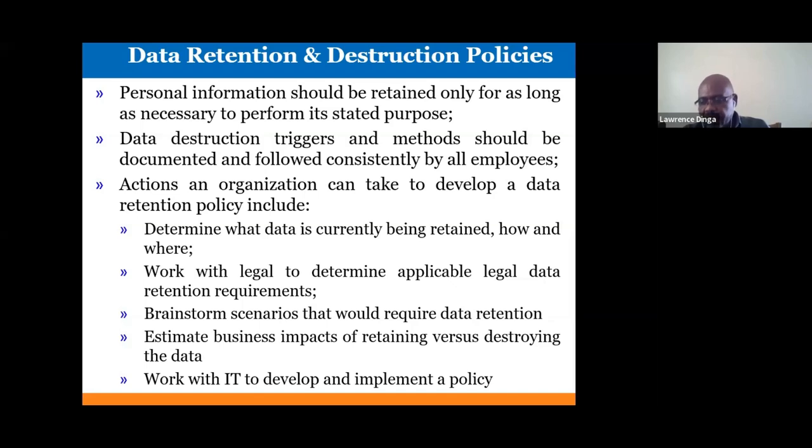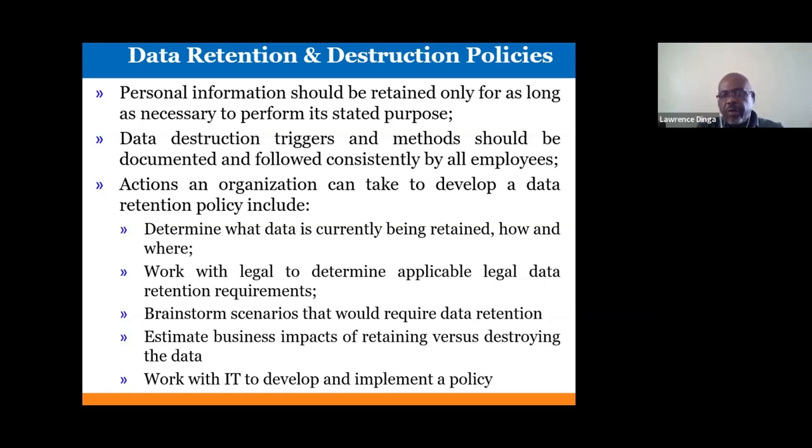If you are going to retain this data, maybe you don't want to destroy it, then there must be a policy in place that you follow to retain this data. So personal information should be retained only as long as necessary to perform the stated purpose. Now, data destruction triggers and methods should be documented and followed consistently by all employees, which means that if that data has been used and it needs to be destroyed, there must be a way to destroy that data.